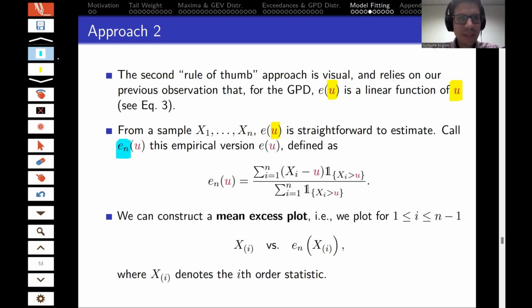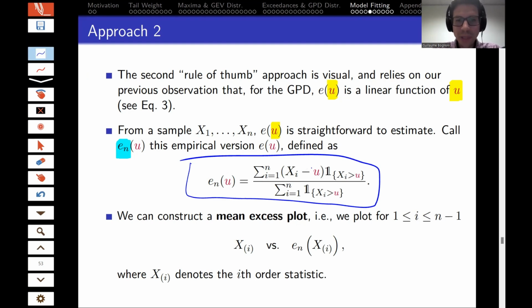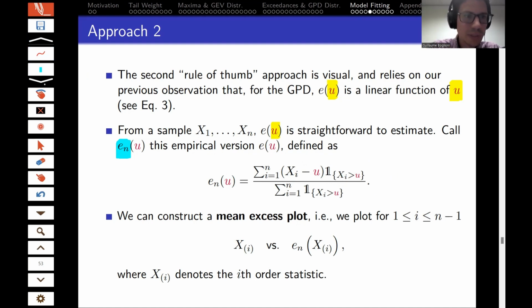How do you find it? Well, simply this. It's an average. So it's the average of all the exceedances over a certain threshold. So simply take all the x_i minus u, sum them, and divide by how many of those x_i you have. And this is what this formula is doing. Here, I think you know this notation, it's the indicator function. So this would be 1 if this condition is verified, so this is equal to 1 if x_i exceeds u.